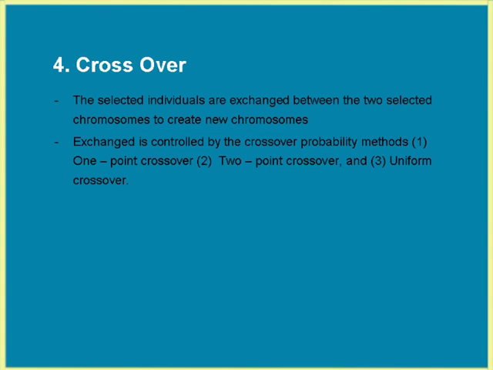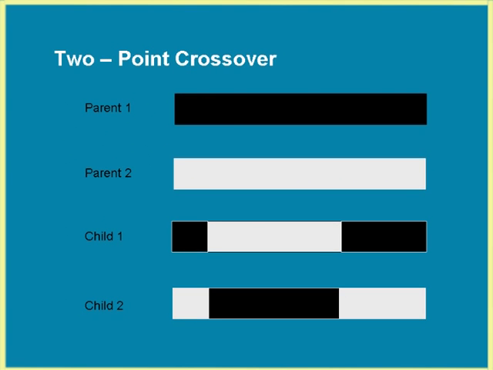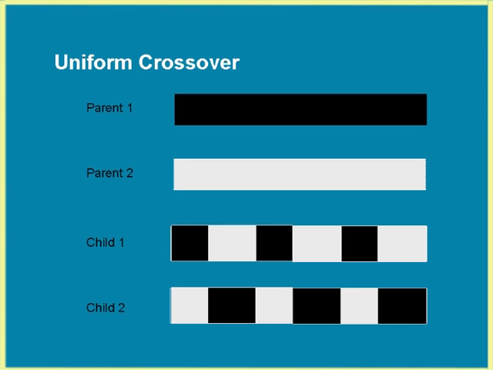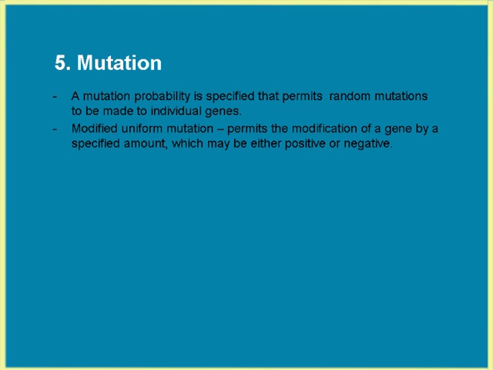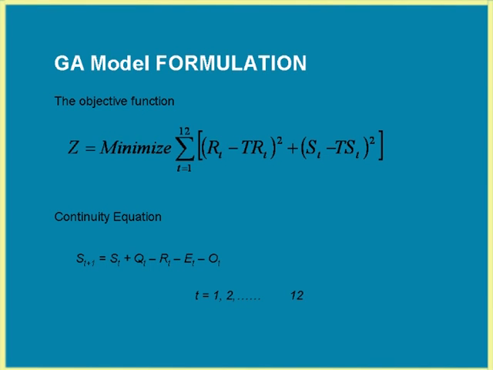Then crossover: even though three crossovers are there, we used uniform crossover, so that this uniform crossover exchanges between the variables, not within the variables. Then mutation, we used the modified mutation. That means only when the performance increases will we keep the mutation, otherwise it will be reverted back to the old child chromosomes. Then this is the same GA model, how it is formulated, same objective function.